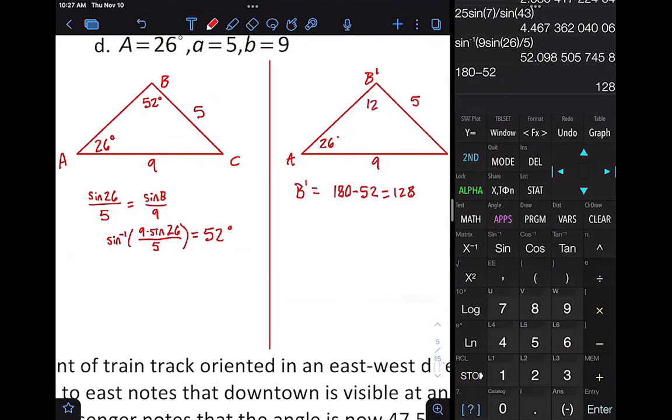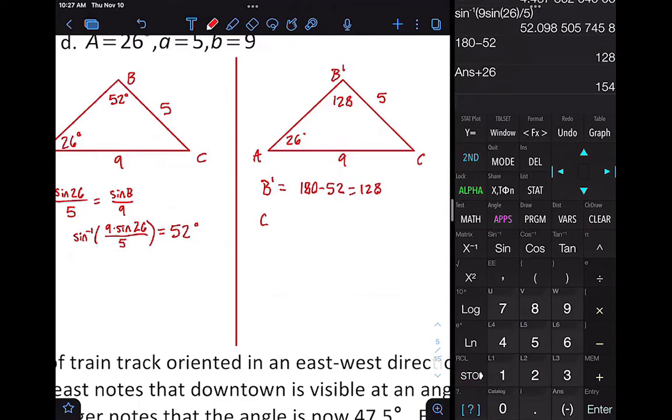Then ask yourselves if 128 and 26, if you add them together, are they bigger than 180? Yes or no? No, it's 154 right here. So you have enough room to find the last angle, C prime. Just do 180 minus 128 minus 26, or you can add them up first and then subtract from 180, however you want to do it. And that comes out to, did that come out to 26 there? Okay, interesting.